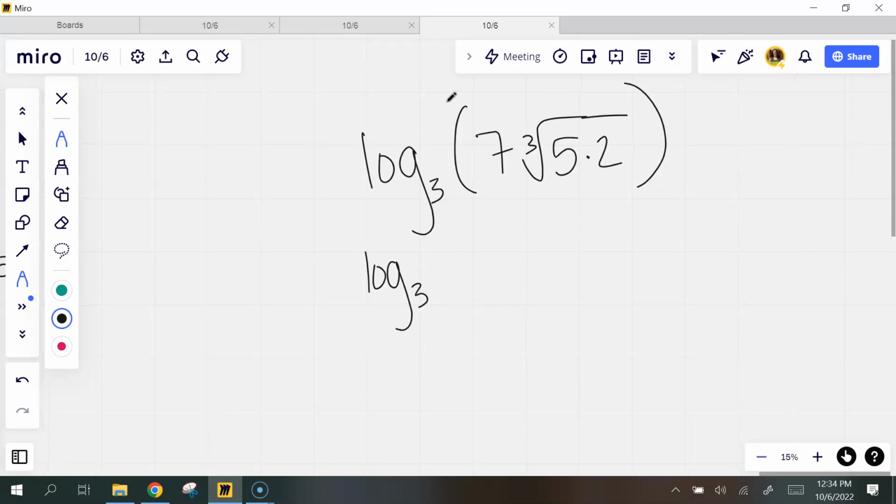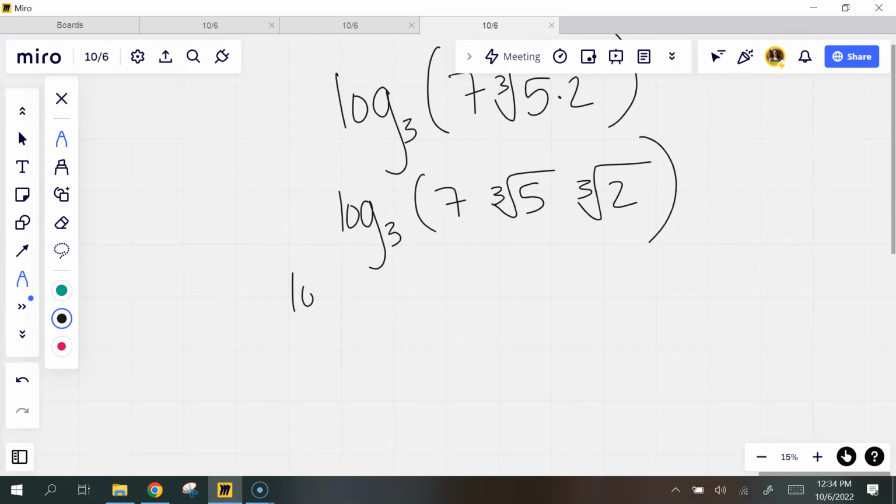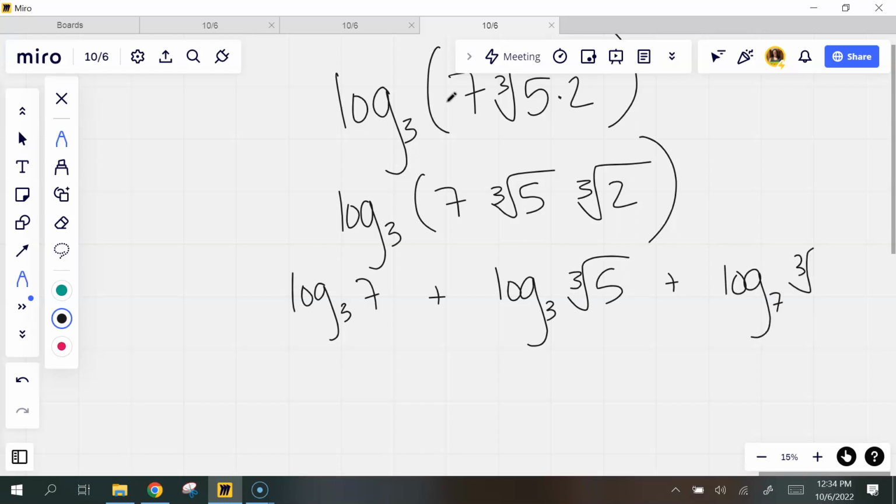Because I'm expanding, I'm going to split this cube root up just to show you what happens here, so you can see the difference. I'm just going backwards of the order that I condensed in. So now I'm going to split the multiplication up. I'm going to have log base 3 of 7 plus log base 3 cube root 5 plus log base 3 cube root 2.